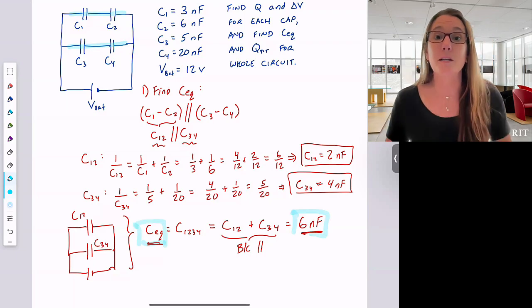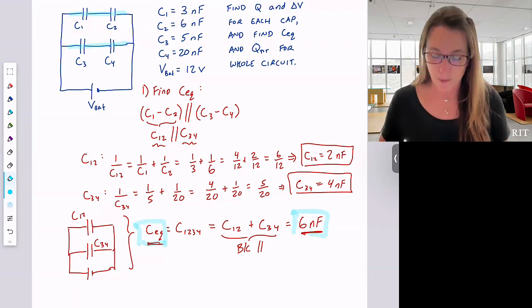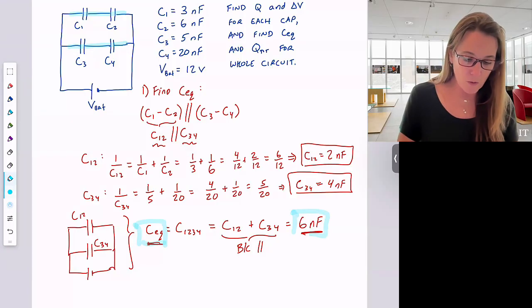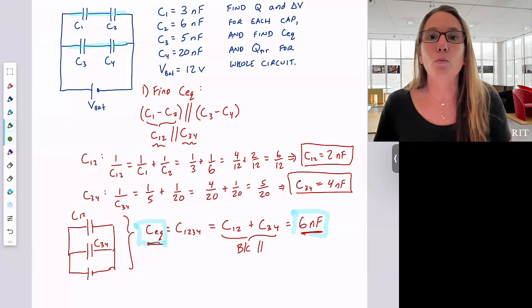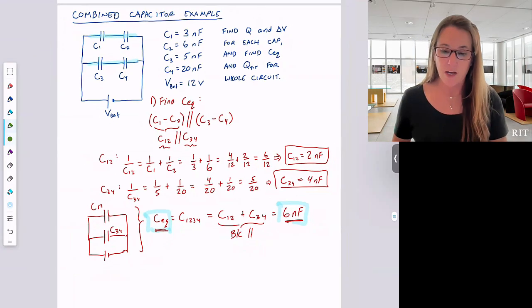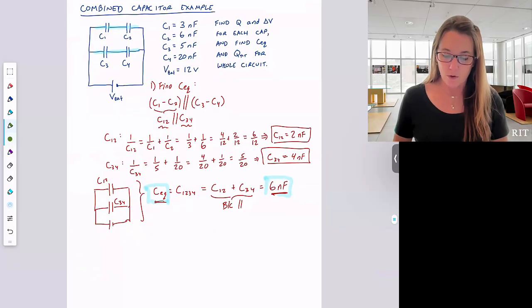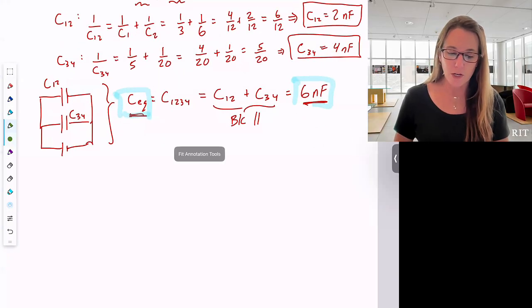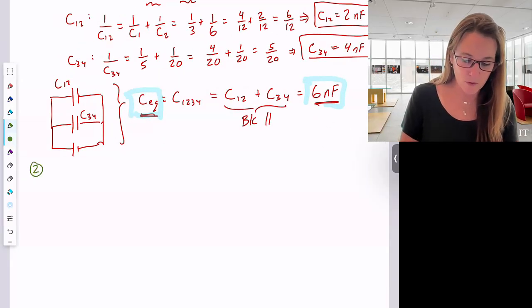Okay, so I've completed step one, which is simply to find an equivalent capacitance. And so now what I want to do is start building out my table by looking at the entire circuit. So I'm going to come down here and say, okay, step two is going to be to look at the entire circuit.